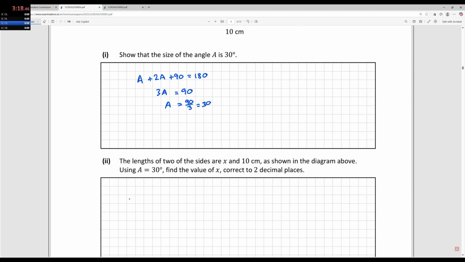So we'd say tan of 30, because it's opposite over adjacent, is equal to x over 10, which means that x is equal to 10 tan 30. I have to put my calculator back into normal mode. 5.77.